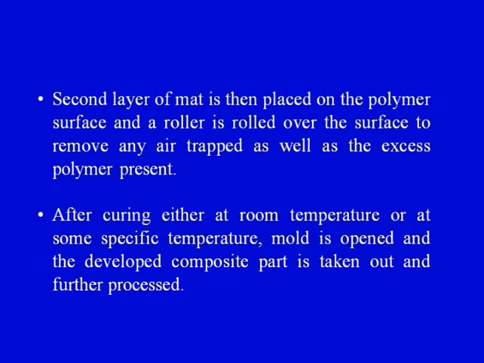Now, we will do the layup process. The first layer of the mat is placed on top of the resin that we have already spread with the help of the brush. The second layer of mat is then placed on the polymer surface, and a roller is rolled over the surface to remove any air trapped as well as the excess polymer present. So, we have applied the polymer, we have put the fibrous mat on top of the polymer. Next, after curing either at room temperature or at some specific temperature, the mold is opened and the developed composite part is taken out and further processed.